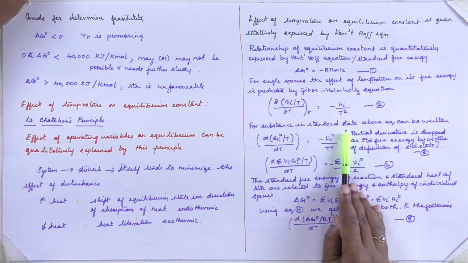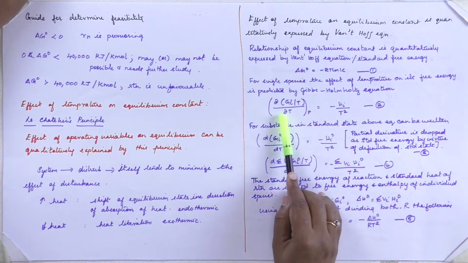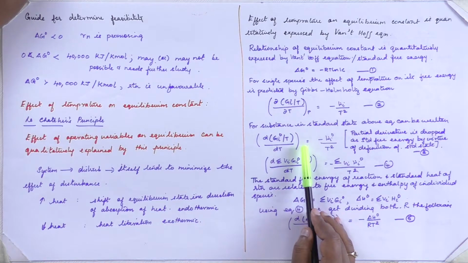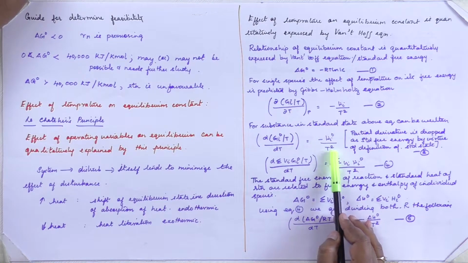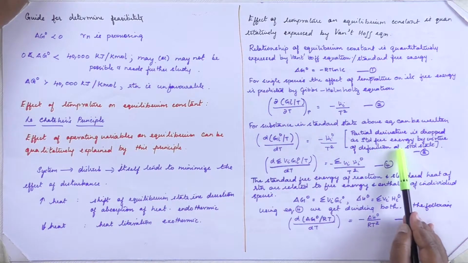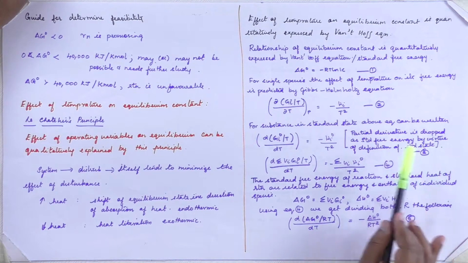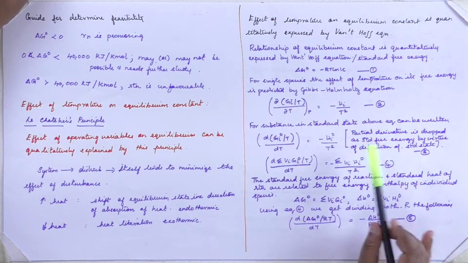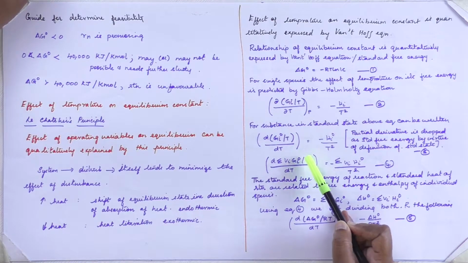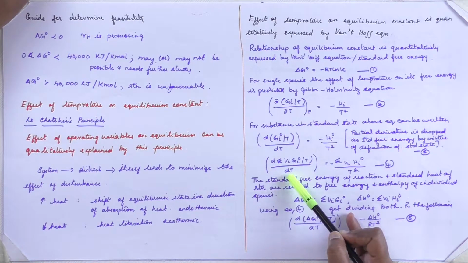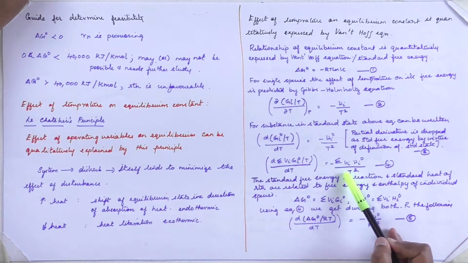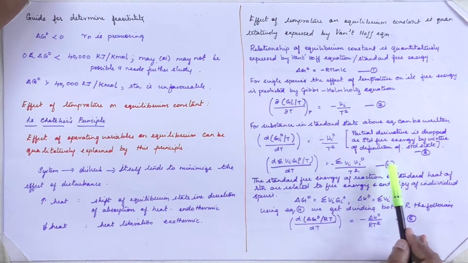For the substance in standard state, the above equation 2 can be written as d(Gi naught by T) divided by dT is equal to minus Hi naught divided by T squared. So, we have removed the partial derivative as the standard free energy, by virtue of its definition of standard state, is a function of temperature only. This is equation 3, and overall the equation can be written as the differential of summation of Vi Gi naught divided by T by dT, which is equal to minus summation of Vi Hi naught divided by T squared, and this is equation 4.